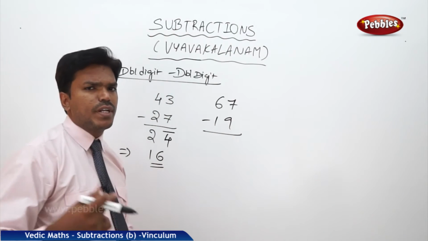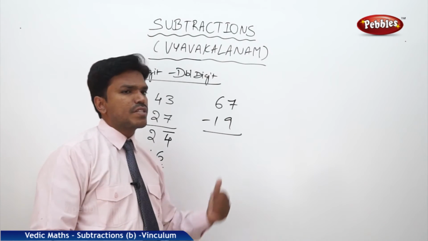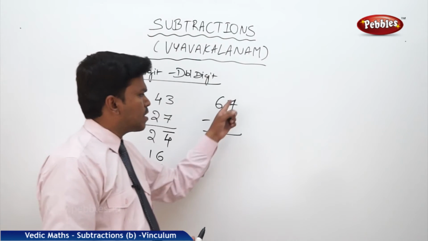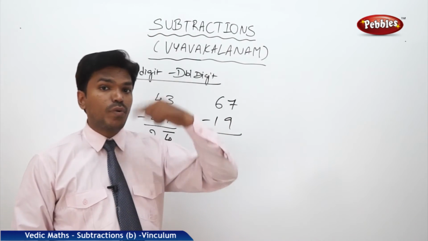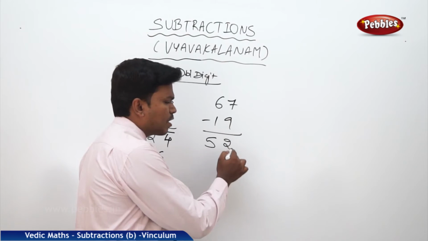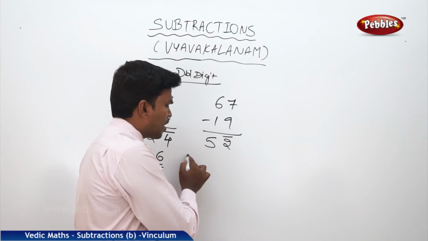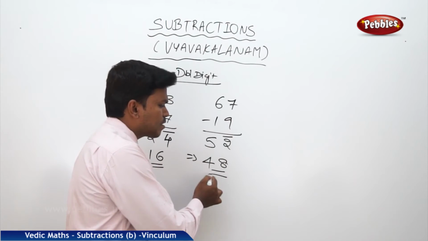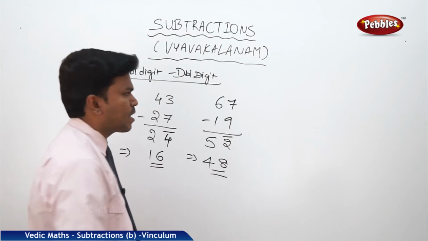One more example. Suppose 67 minus 19. In the same way, we will do this one a little faster. So what is 6 minus 1? 5. Yes, we will write 5 here. Now 7 minus 9, not possible. So do 9 minus 7. How much will we get? 2, but with a bar on it. So 5 becomes 4. Now the complement of 2 is 8. So what is our answer? 48.